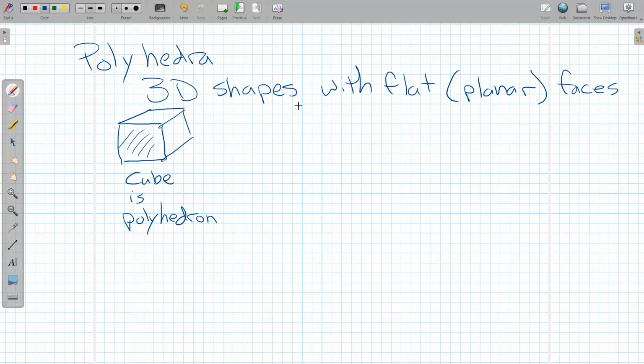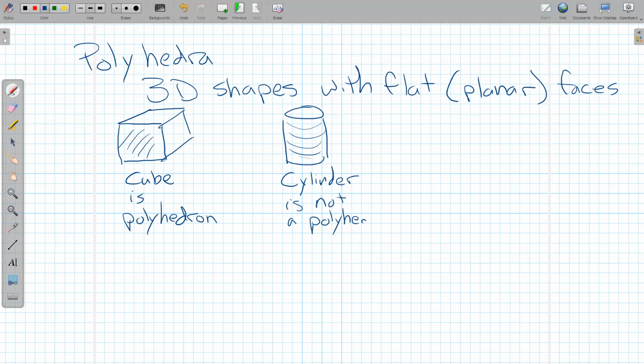or polyhedron singular. If I were to draw a cylinder, the surface out here on the cylinder is not flat. It doesn't live in a plane. So this is not a polyhedron. Although it is closely related, it isn't technically a polyhedron, because although this circle at the top is in a plane, and the circle at the bottom is in a plane, this side part of the cylinder is not in a plane.